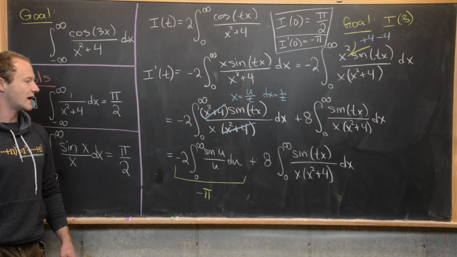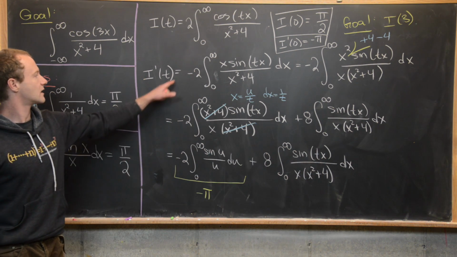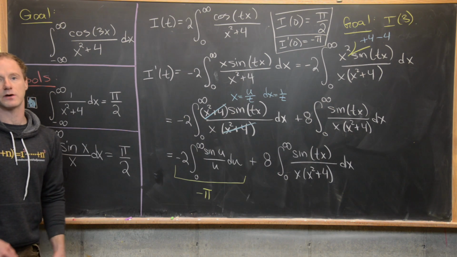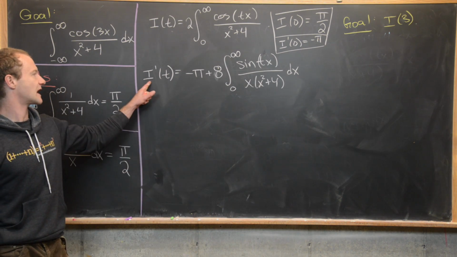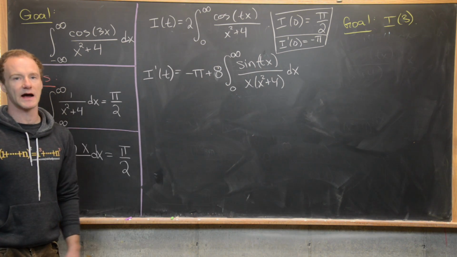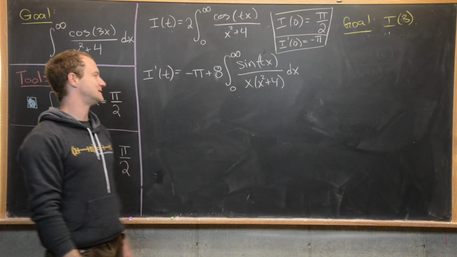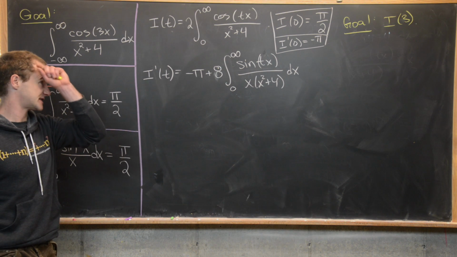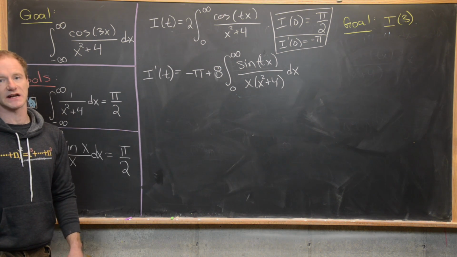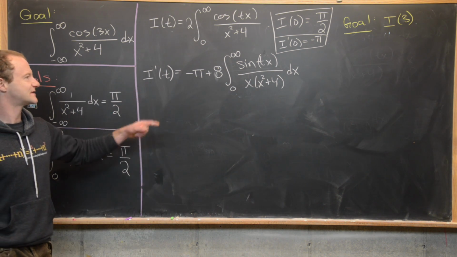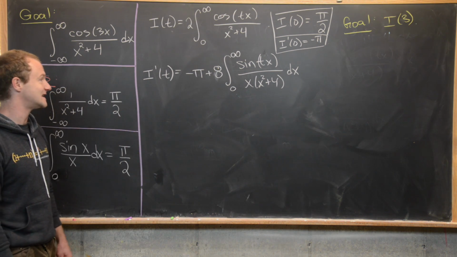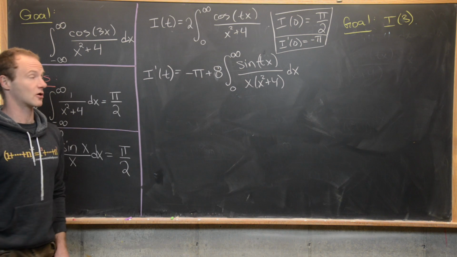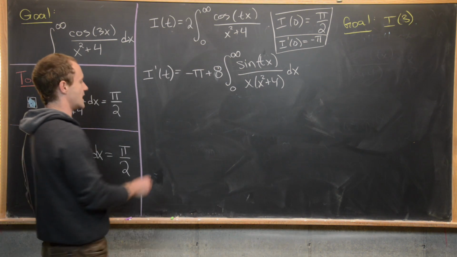Okay, let's go ahead and clean up the board and start back at this I prime part. So in the previous board, we ended up at the following spot. We've got I prime equals -pi plus 8 times the integral from 0 to infinity of sine tx over x times (x squared plus 4). And that's very motivating because notice we can take another derivative with respect to t and we'll be back at our original integral. So let's go ahead and do that.